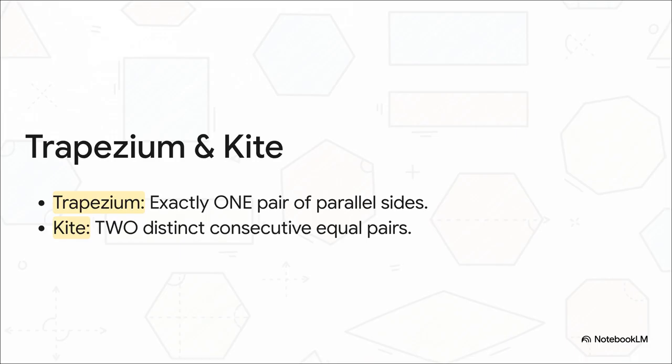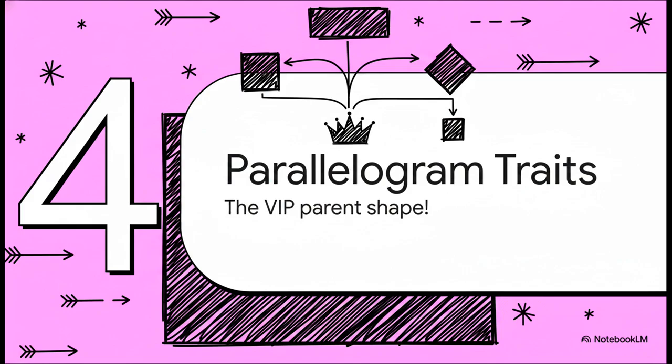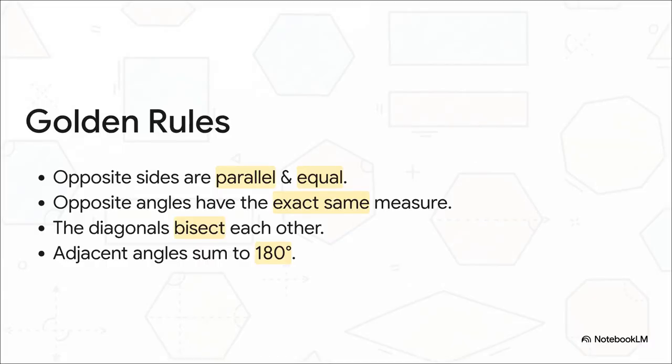That means the sides right next to each other, the ones actually touching, are equal, rather than the opposite sides. Keep an eye out for these unique markers. Which brings us to Section 4, Properties of Parallelograms. This is the VIP parent shape. Pay extremely close attention here, because these right here are the absolute golden rules of parallelograms.